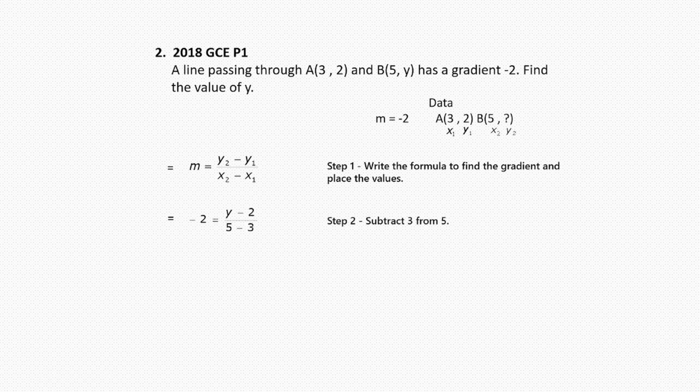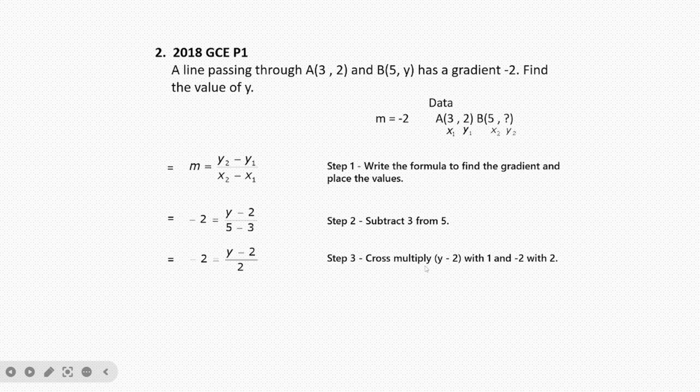So the next step is to subtract 3 from 5. So here at the bottom, we subtract 3 from 5, so it's going to be 2. Then the next step will be to cross multiply. So cross multiply y minus 2, this one here, with 1 and -2 with 2. So when we cross multiply, we're going to get y minus 2 is equals to -4.